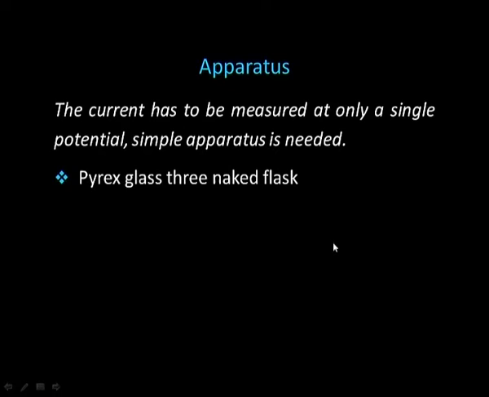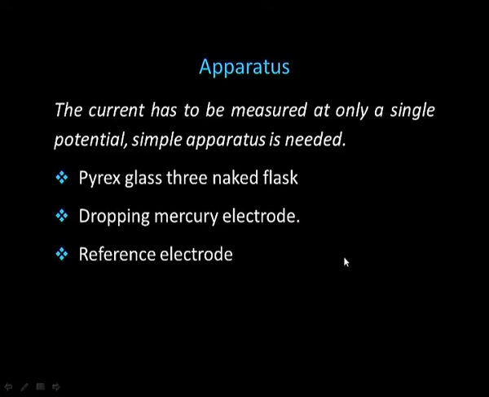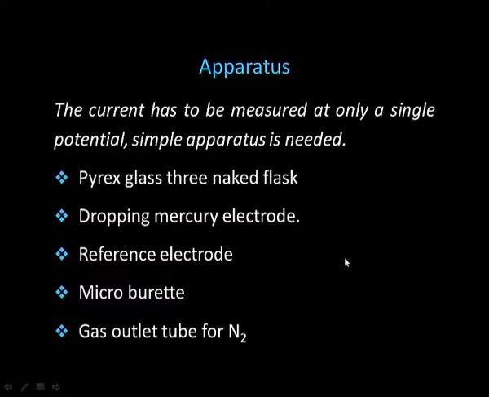The apparatus which is used in amperometry is a simple apparatus, because here we have to apply a potential and therefore, we require a simple Pyrex glass three-necked flask, a dropping mercury electrode, a reference electrode, a microburette and a gas outlet tube for nitrogen. You can see here the simple apparatus used.